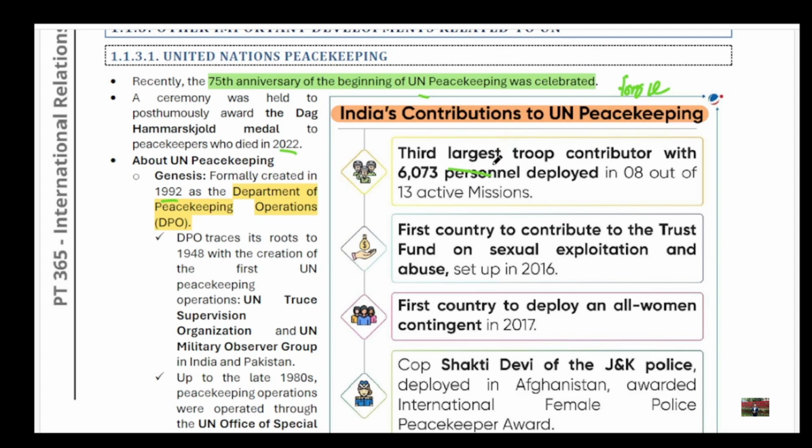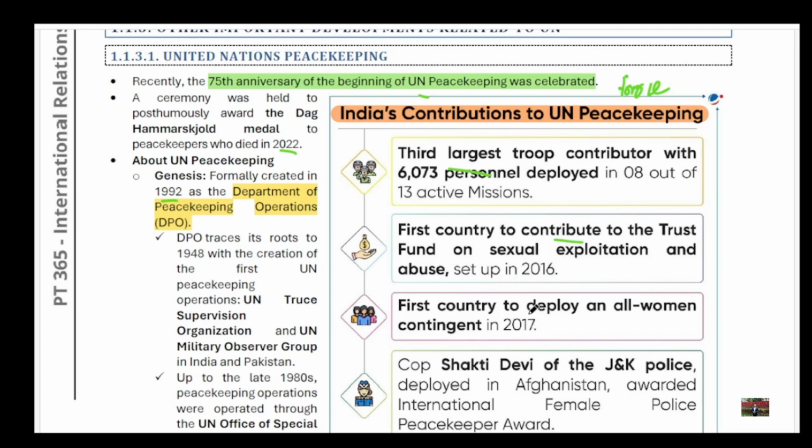In that particular troop, India is a major contributor with 6,073 personnel deployed in 8 out of 13 active missions. India is the first country to contribute to the trust fund on sexual exploitation and abuse set up in 2016. It was also the first country to deploy an all-women contingent in 2017.